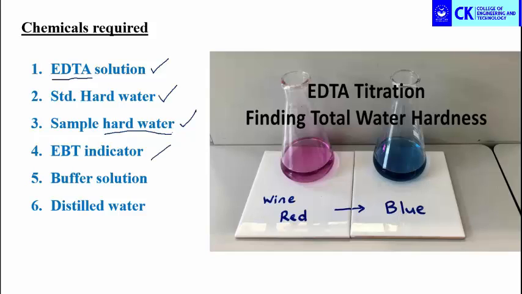And we need an indicator to indicate the endpoint of the reaction. And we need buffer solution to maintain the pH. Then only the complexation will occur. And we need distilled water to rinse and wash the glassware. Okay. So we will see the video demonstration further.